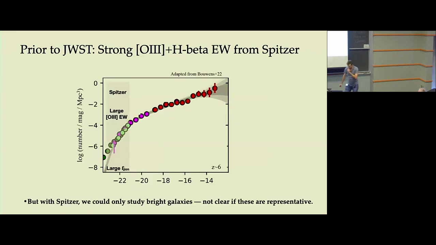Of course, with Spitzer, we could only study the bright galaxies, the galaxies at the far bright end of the luminosity function. So it's not at all clear if these are representative. And of course, if star formation histories are bursty, what we were seeing with Spitzer before JWST was just the upturn, the peak, right? We weren't seeing this off mode or this mini-quenched phase in between the bursts.